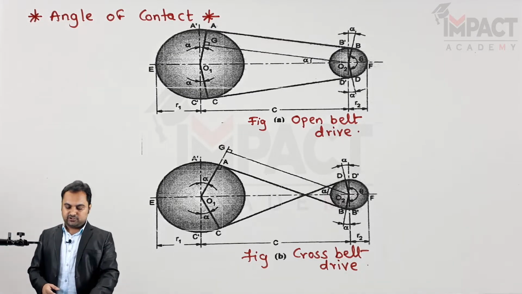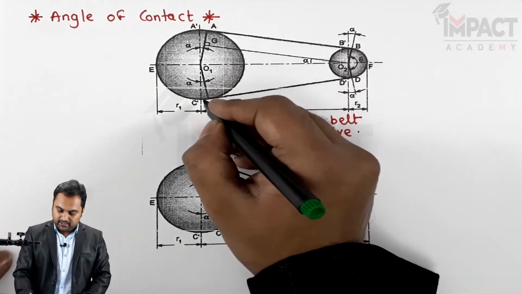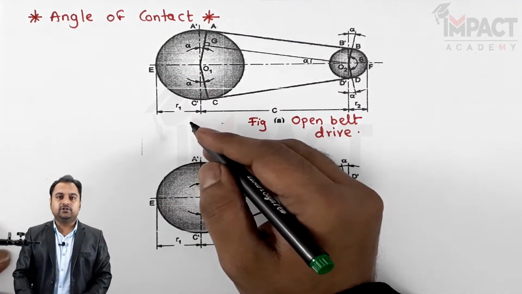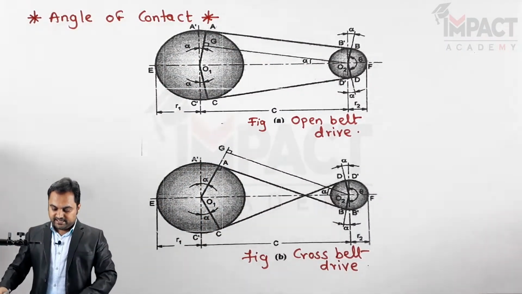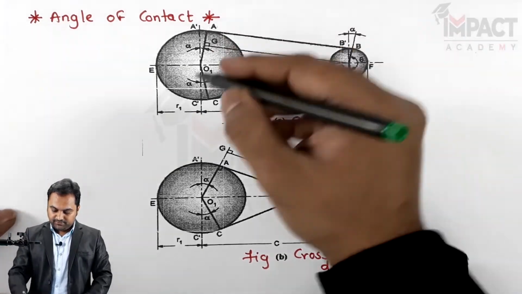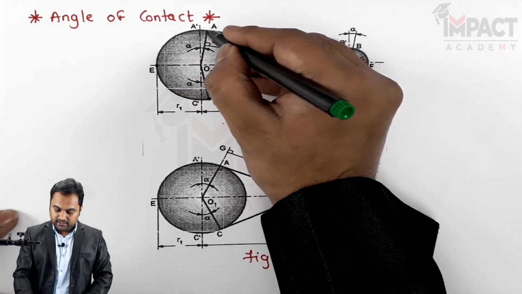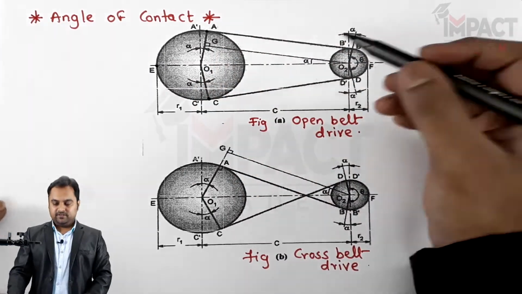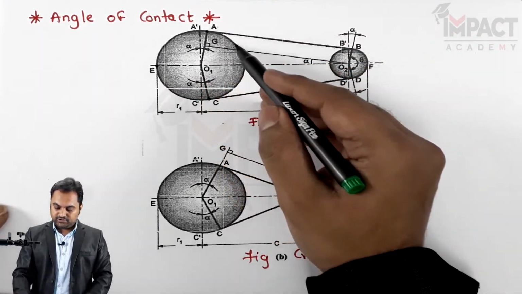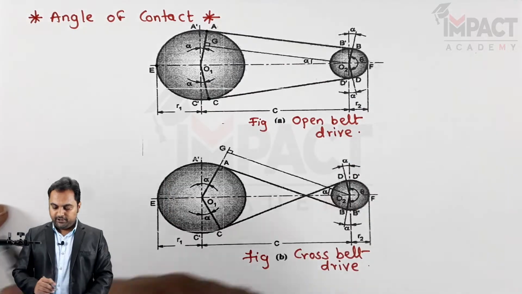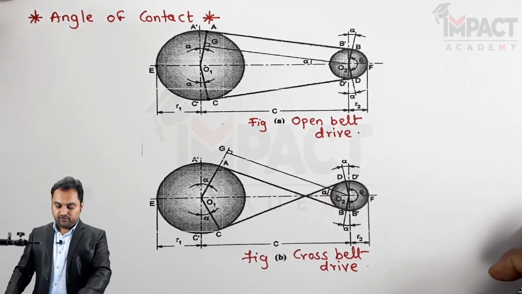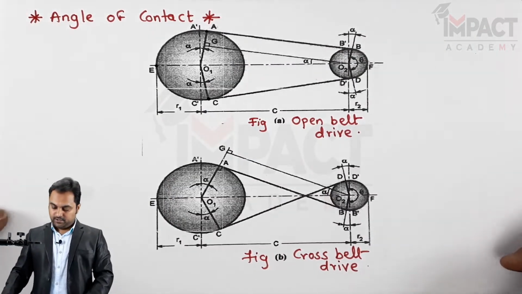Angle of contact is the angle up to which the belt is in contact with the pulley. From the first diagram, it is clear that the angle of contact is from this point C, E up to A. That is, the belt is not in contact over 360 degrees of a pulley. So I will give the formula for angle of contact here.